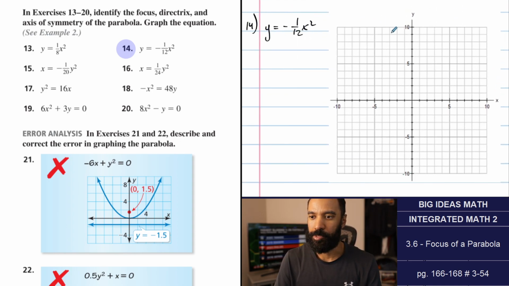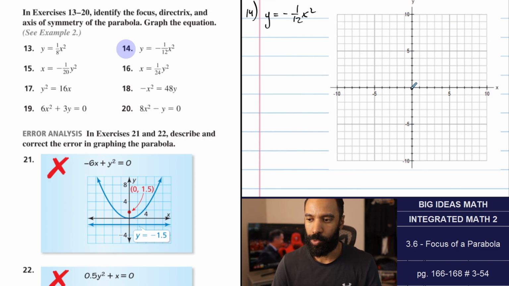Negative means we're going to go upside down. The 1/12 is we get to take 1/12 of our values. 1/12 of 4, over 2 down 4, but 1/12 of that is 1/3. So we're going down a third, and on this side, 1/12 of 9, if I go 3 over, is 3/4.